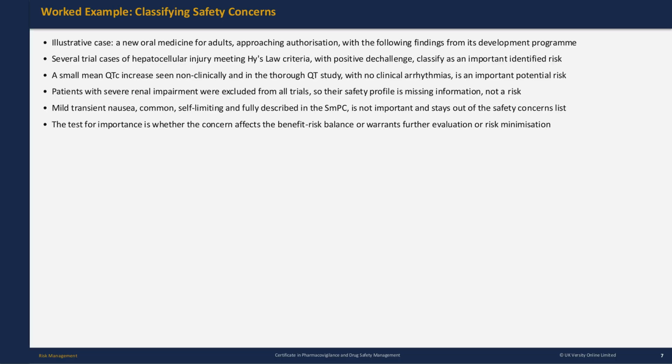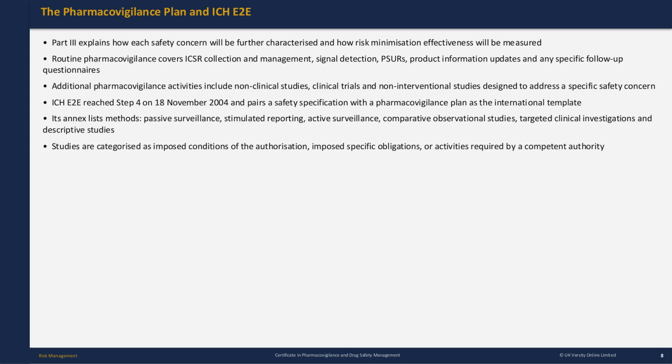Patients with severe renal impairment were excluded from all trials, so their safety profile is missing information, not a risk. The Pharmacovigilance Plan and ICH-E2E. Part 3 explains how each safety concern will be further characterized and how risk minimization effectiveness will be measured. Routine pharmacovigilance covers ICSR collection and management, signal detection, PSURs, product information updates, and any specific follow-up questionnaires. Additional pharmacovigilance activities include non-clinical studies, clinical trials, and non-interventional studies designed to address a specific safety concern.